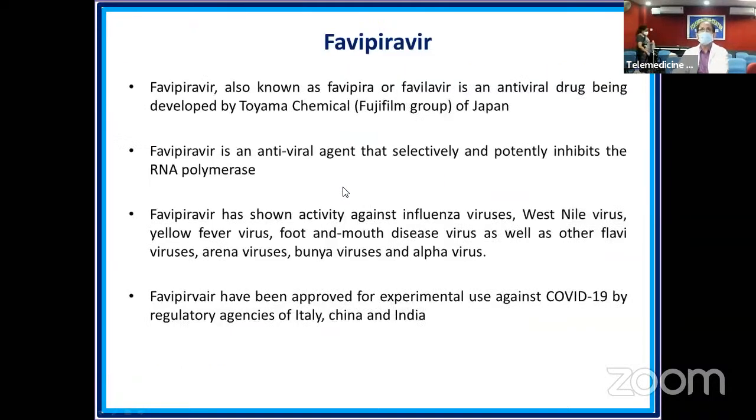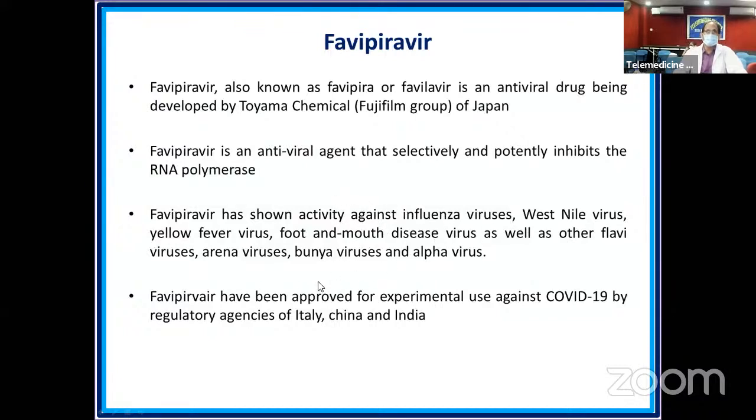So favipiravir, coming to our oral antiviral, is also known as Favipira or commonly available Faviplu tablets, 200 milligram each tablet, an antiviral drug developed by a Japanese company. Favipiravir is an antiviral agent that selectively and potently inhibits the enzyme RNA polymerase. It has shown activity against influenza viruses, West Nile virus, yellow fever virus, foot and mouth disease virus, as well as other flaviviruses, arenaviruses, bunyaviruses, and alphaviruses. It has good activity against all these viruses.